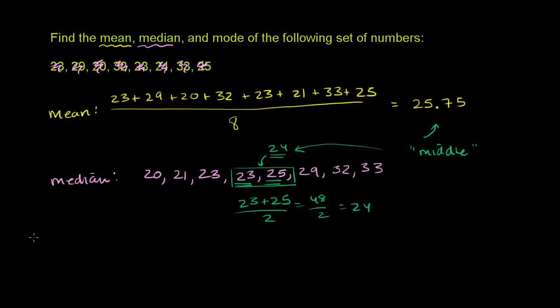Then finally, we can think about the mode. And the mode is just the number that shows up the most in this data set. All of these numbers show up once, except the 23, which shows up twice. And so because 23 shows up the most, twice, while every other number only shows up once, 23 is our mode.